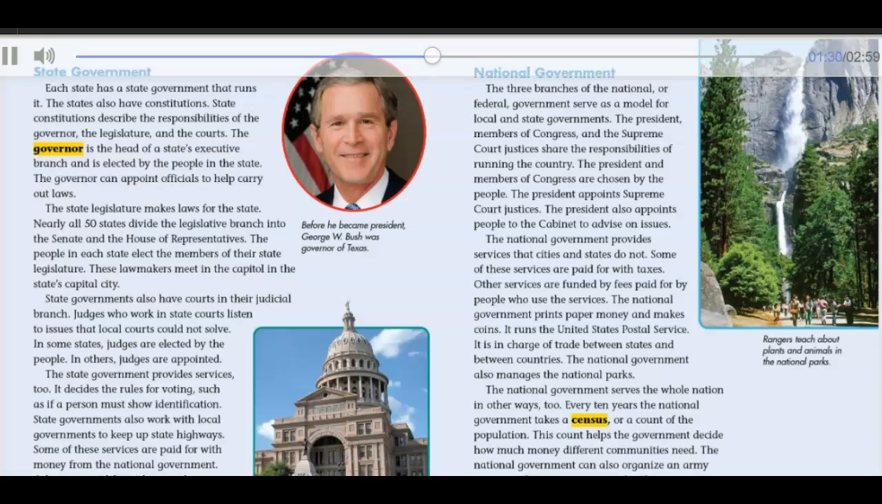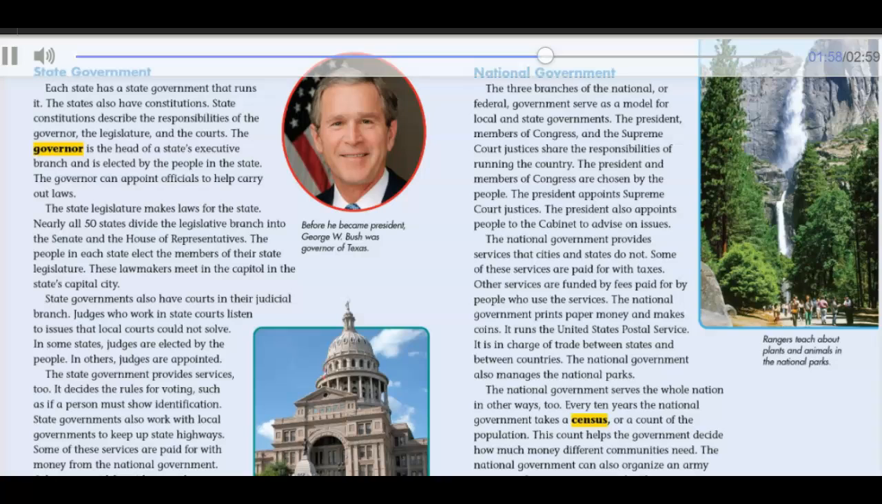National government. The three branches of the national or federal government serve as a model for local and state governments. The President, members of Congress, and the Supreme Court justices share the responsibilities of running the country. The President and members of Congress are chosen by the people. The President appoints Supreme Court justices. The President also appoints people to the Cabinet to advise on issues.